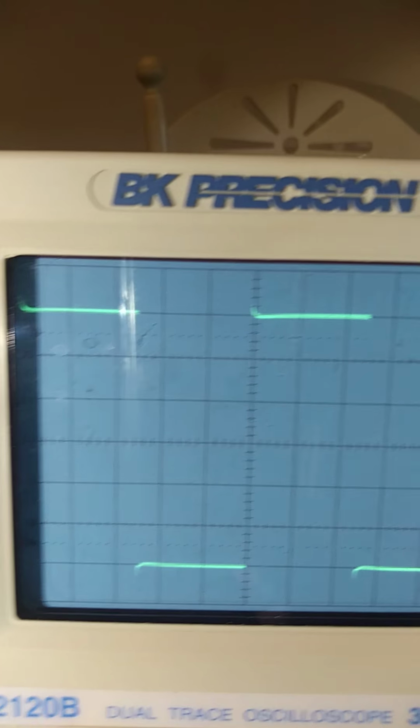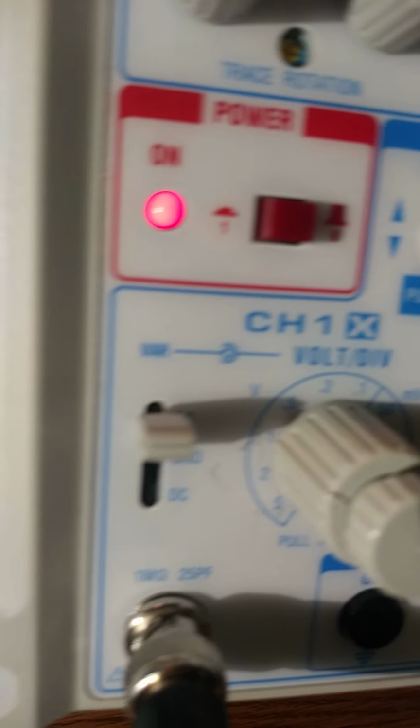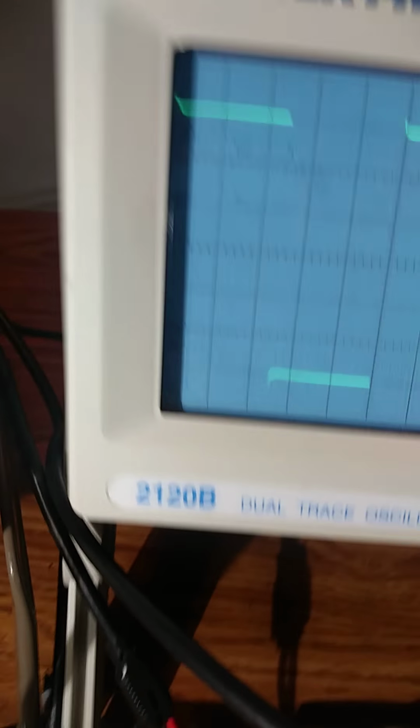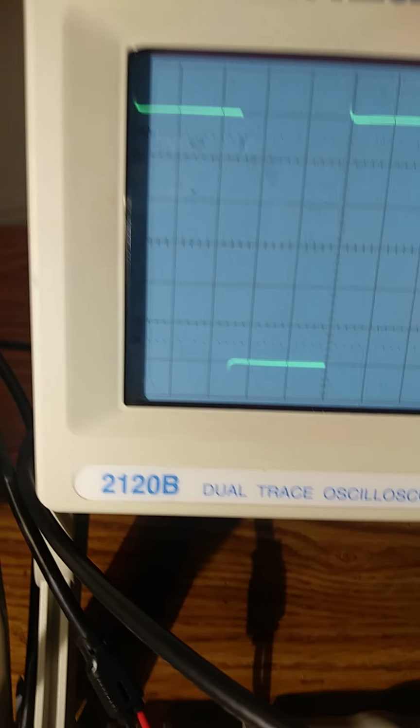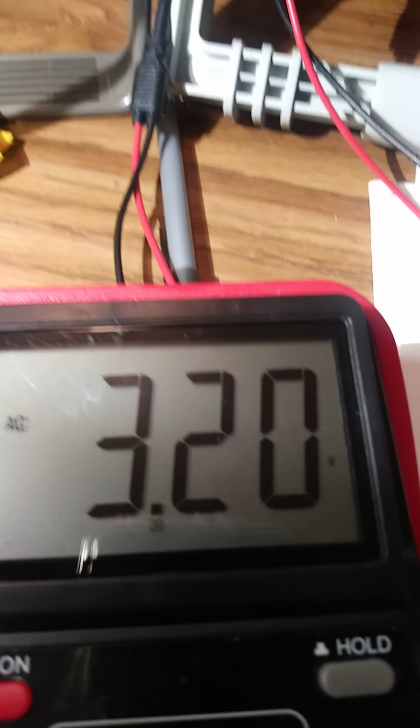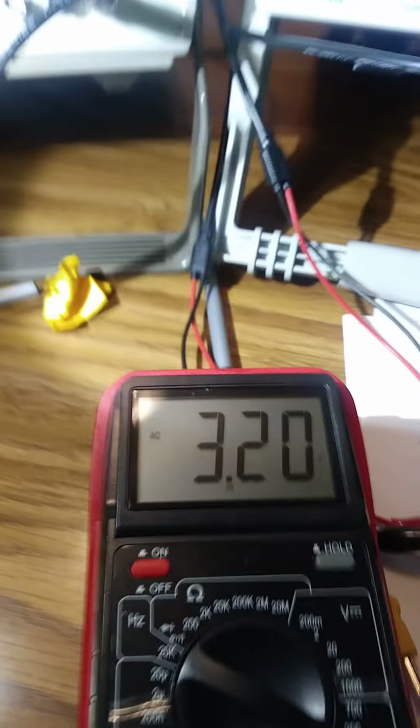Now I'm going to reduce this voltage again down to 3 squares. I'm still at 1 volt per centimeter. And so therefore my peak voltage is 3 volts, and my voltmeter is reading 3.2. So something's out of calibration here slightly. It could be the voltmeter, who knows, but we seem to have a consistent high voltage there.